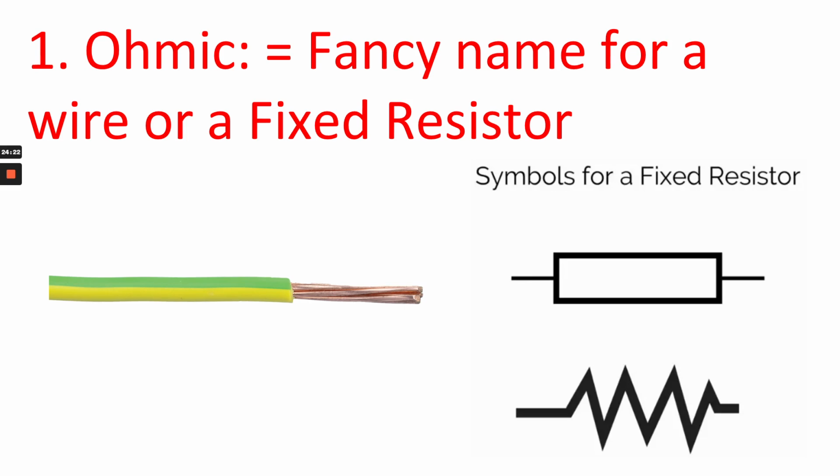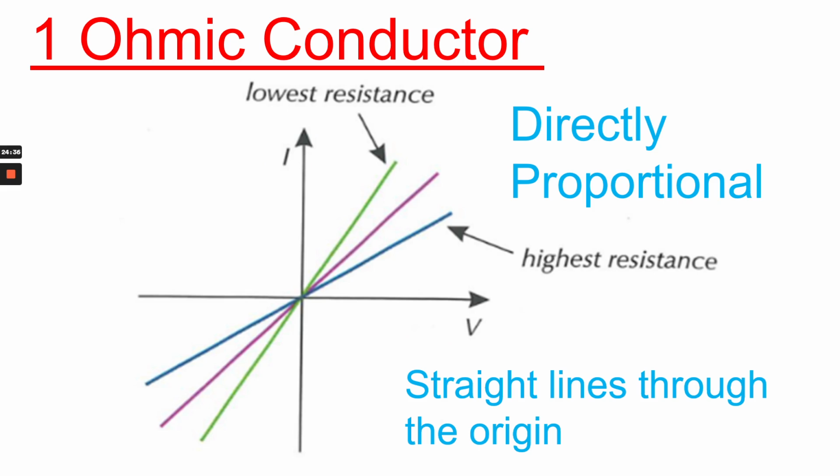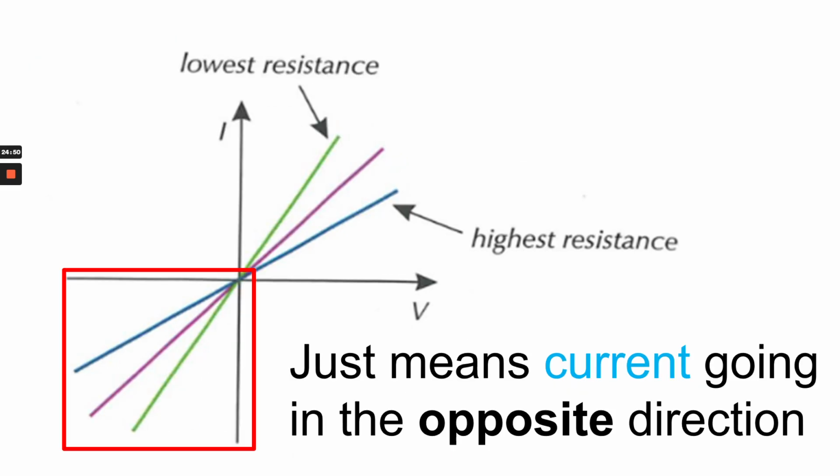An ohmic conductor is a fancy name for a wire, or an ohmic resistor is a fancy name for a fixed resistor. Either way, they give you this shape of graph, and you need to know 3 IV graphs for your course. An ohmic conductor gives you a directly proportional graph. The shallower the line, the higher the resistance. The steeper the line, the lower the resistance, but they're all straight lines through the origin. Now, sometimes people get confused with the lines below the x-axis. It just means the current and potential difference are going in the opposite direction. It doesn't mean they're less than zero.